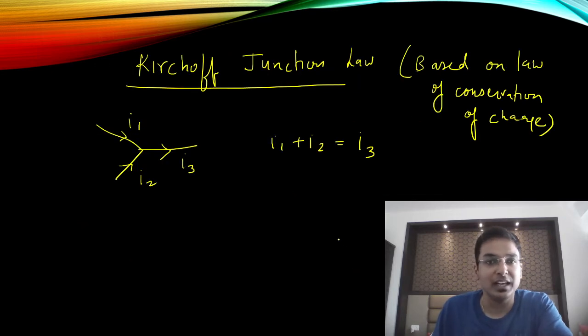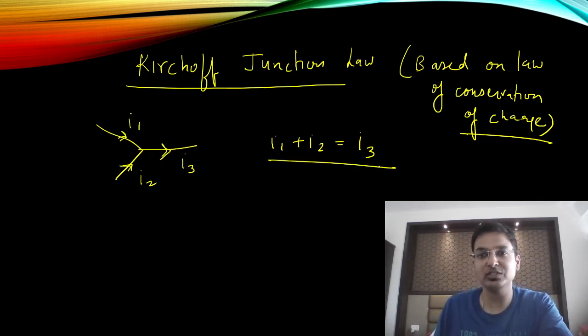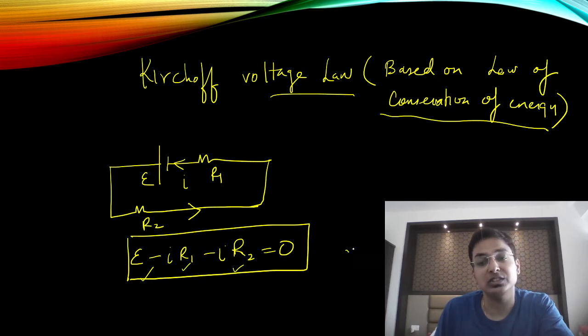Great. Kirchhoff junction law is based on the conservation of charge. Current entering a junction is equal to the current exiting a junction. Next, guys, Kirchhoff voltage law is based on conservation of energy. So the net potential difference across a loop is how much? Zero. So as you move from here to here, it is E. Then this will be minus IR1 and minus IR2 equals zero.